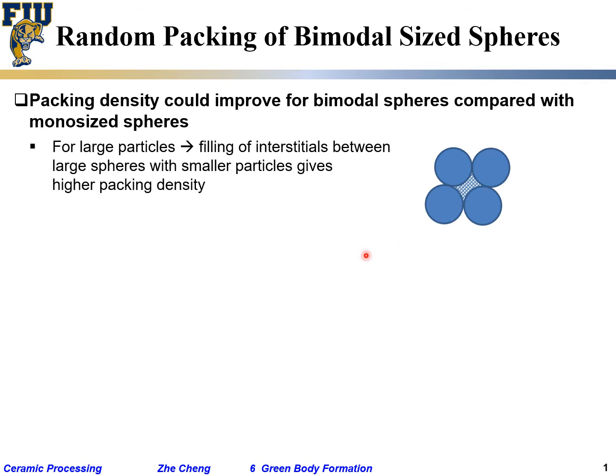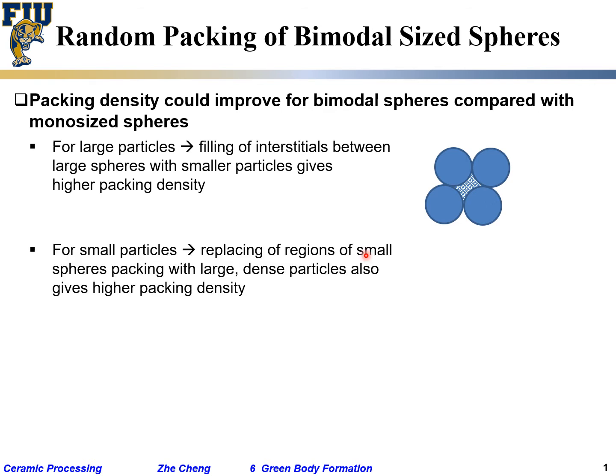Make sense? On the other hand, if we think, okay, let's start with small particles. Small particles between them still have so-called interstitials, right? But if we have larger particles, we are essentially replacing the region of small particles with a lot of pores with a dense, large particle, which gives higher packing density.